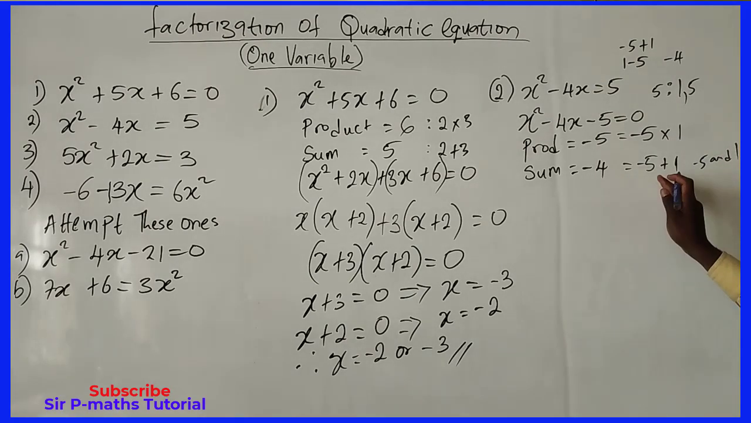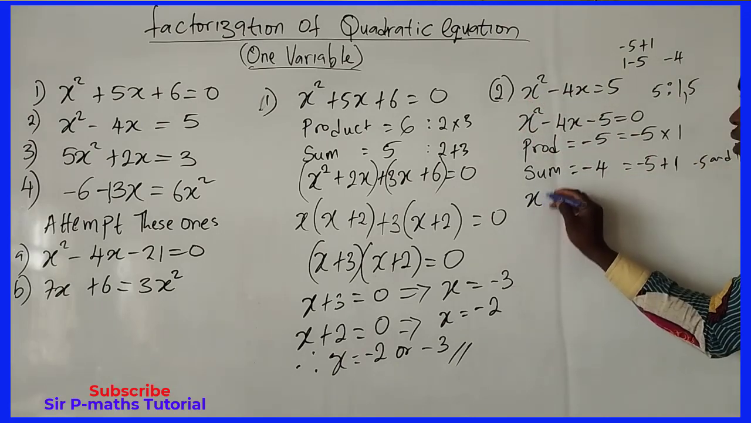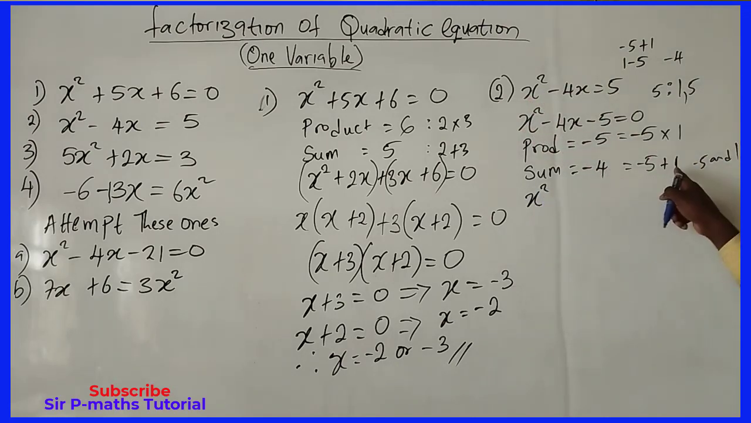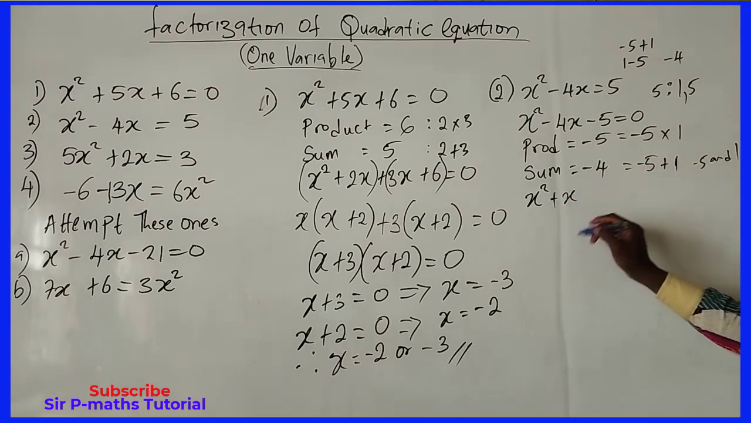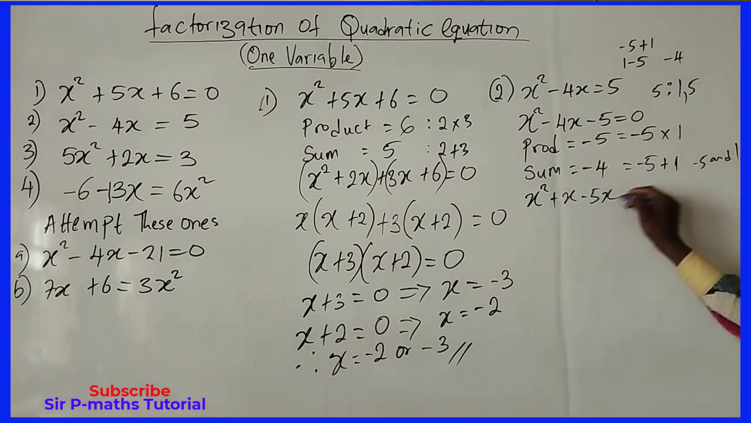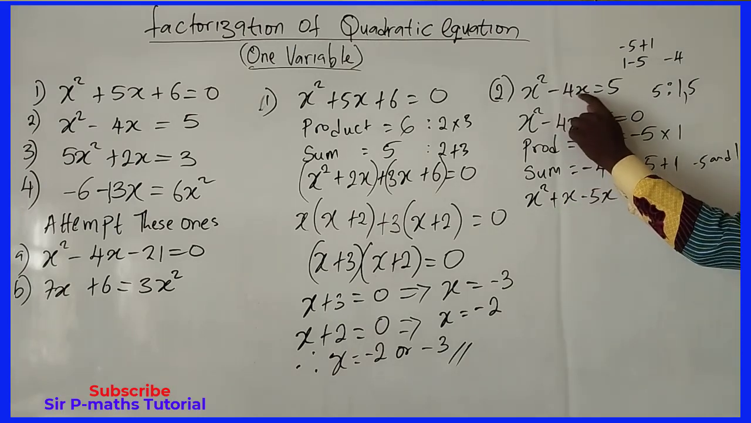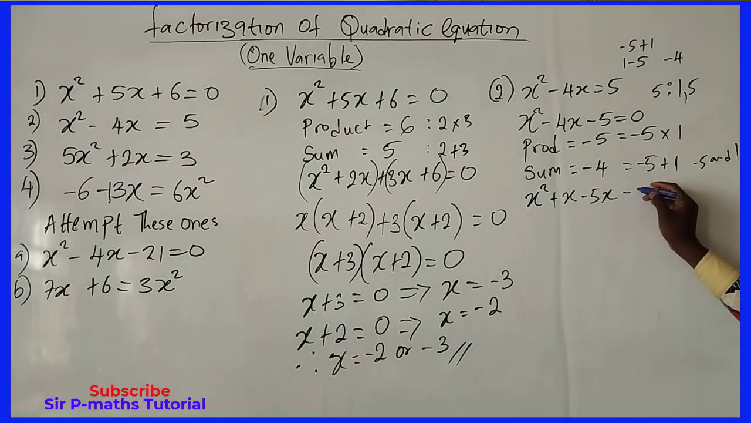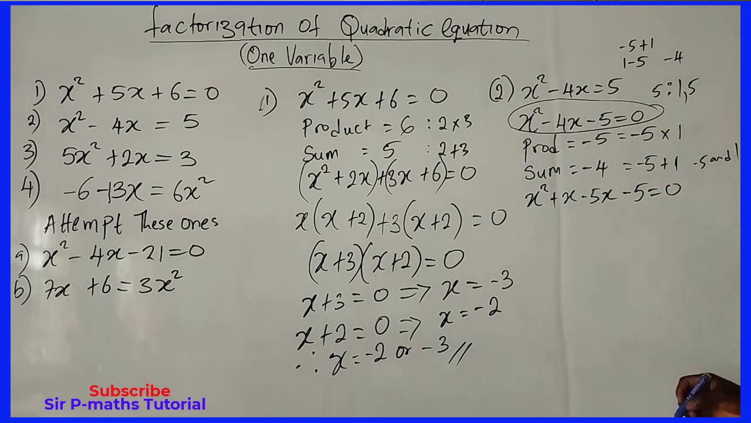Then the next thing I will do is to put the two factors into this equation. So I'll have x squared. If I put 1 times x, that will give me positive x, minus 5x. Recall that x minus 5x will give me back my negative 4x, minus 5 equal to 0. I've replaced the 4x in this equation.